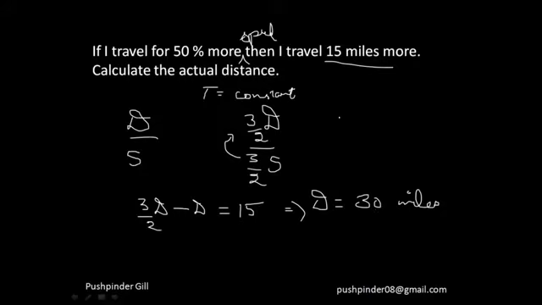You can always also solve this question, right, as like I'm traveling 15 miles more and it's 50% of what I travel. So that means the 100% is 30 miles. But this approach is better.